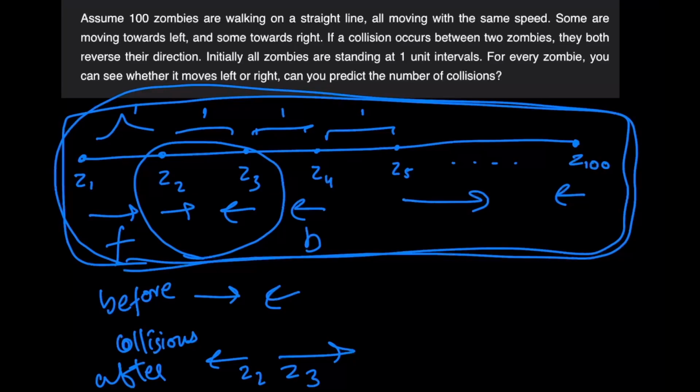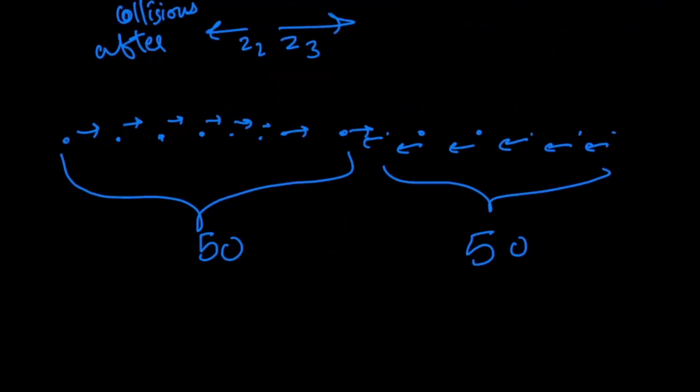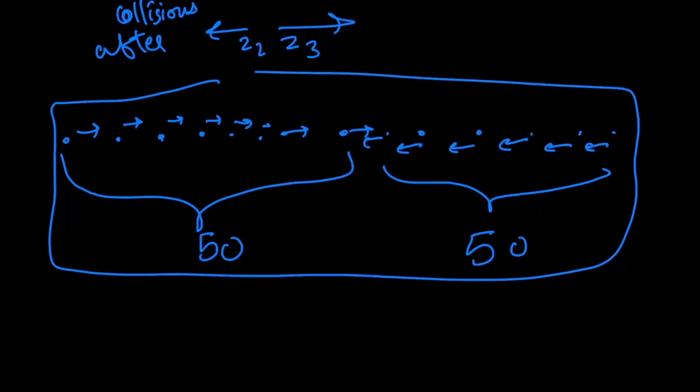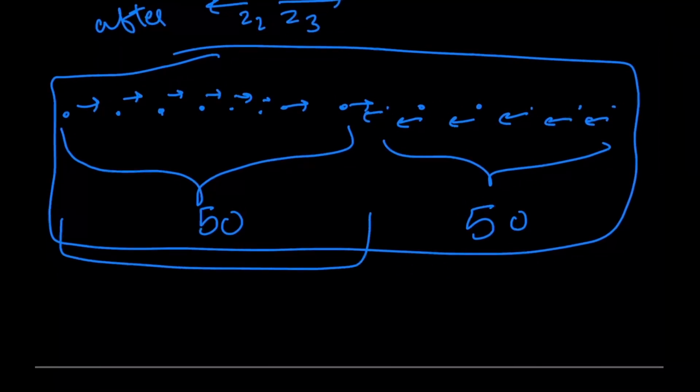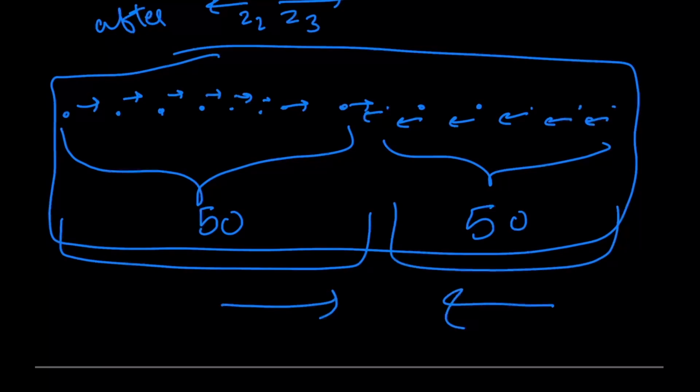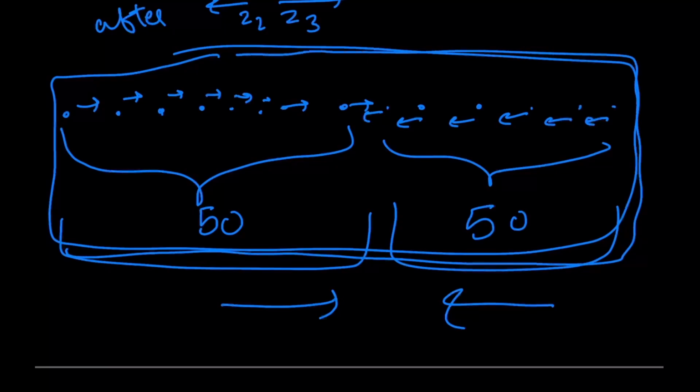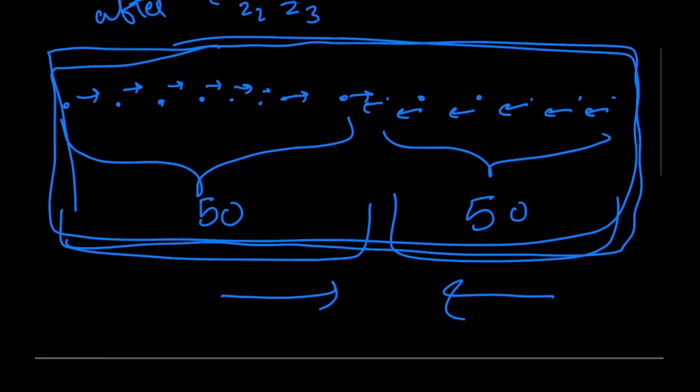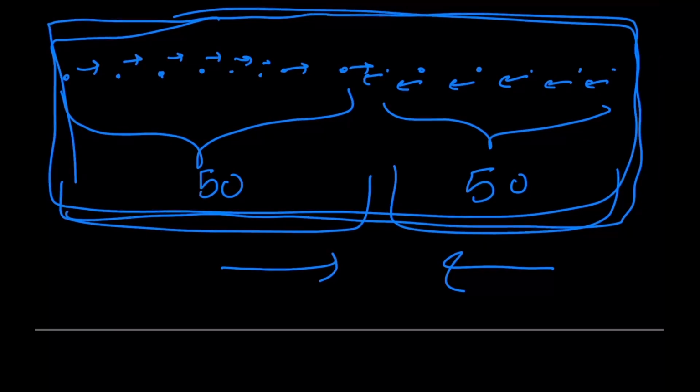So, just to make this question more concrete, let's consider an example. I've given a random arrangement over here. One of the possible arrangements could be, let's say, these 50 zombies were walking in the forward direction and these 50 zombies were walking in the backward direction. Given this particular arrangement, can you guys just look at this arrangement and quickly calculate the total number of collisions that are going to take place?